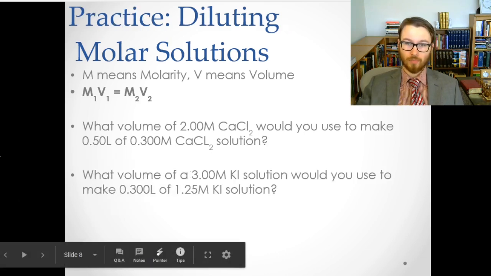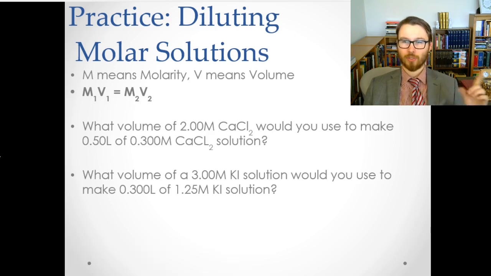All right, 2 practice problems. First one, I want you to try and work out the same problem we just did without looking at your notes. Second one, I want you to look at your notes and solve this problem. What volume of a 3.0 molar KI solution would you use to make 0.3 liters of 1.25 molar KI solution? So our M1 is 3. Our V1 is our variable, M2 is 1.25, and V2 is 0.3.